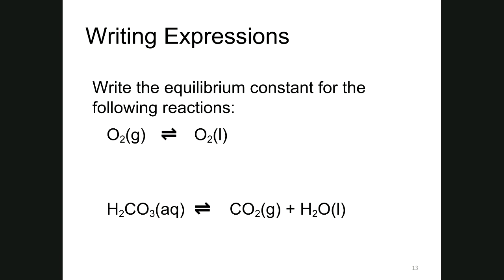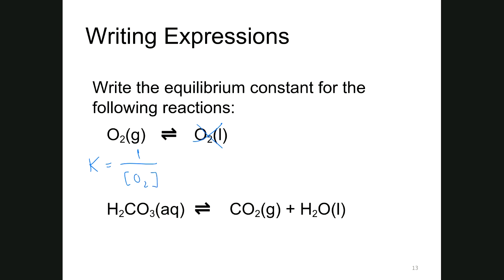So for our first reaction, we're looking at gaseous oxygen turning into liquid oxygen. And so again, immediately you should point out, oh, we have a liquid as our product. We know we're not going to include that. So we would say K is equal to, we know it's products over reactants. Well, we don't have any products here. So just put 1 as our products over our reactants, which is just the O2.